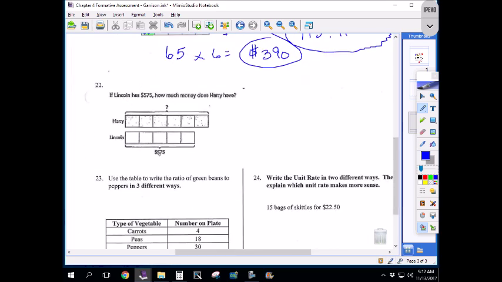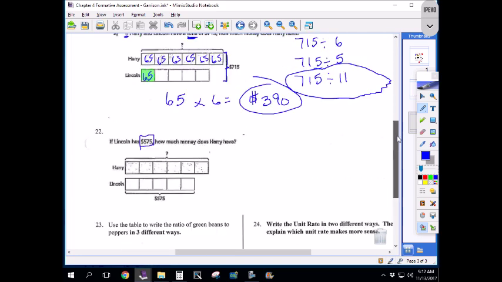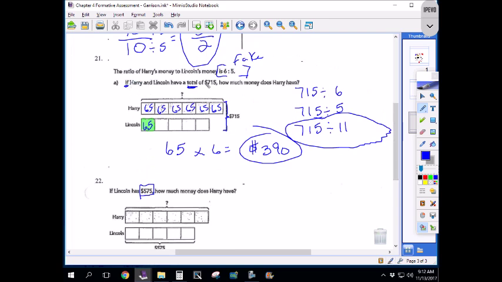Okay, this one down here. Now we're using the same fake ratio, but we get different real information. Now what people are getting confused on, this is now over. Okay, the fact that they have $715 combined, that's done now. I had some people that were using this information and saying, oh, well, I'll just do 715 minus 575 and get my answer. No, they're two totally different questions as far as the real information goes. Okay, this one up here is saying if they had a total of this, then how much does Harry have? Then it says, okay, if Lincoln has this, how much does Harry have?